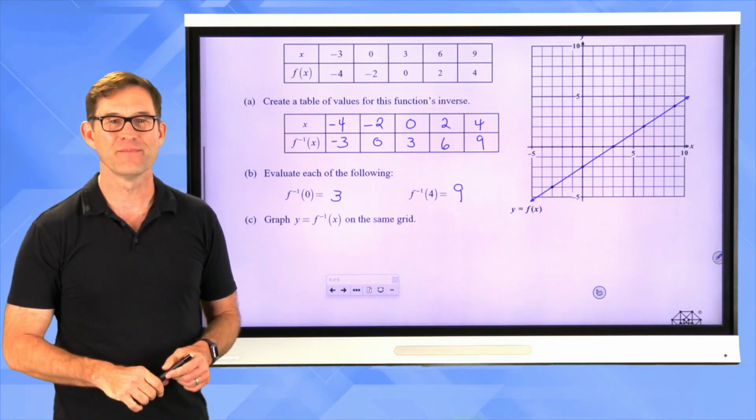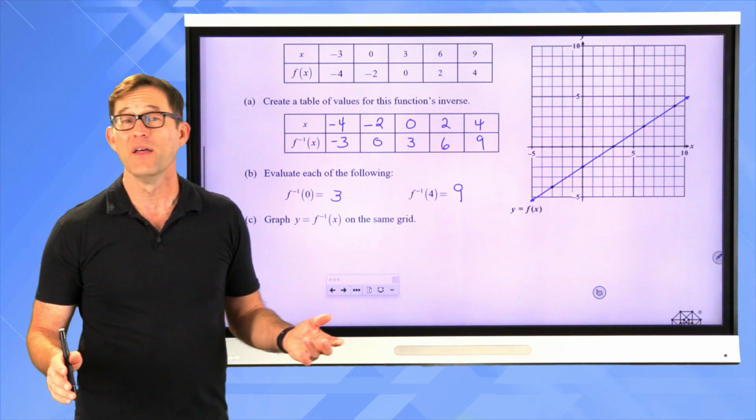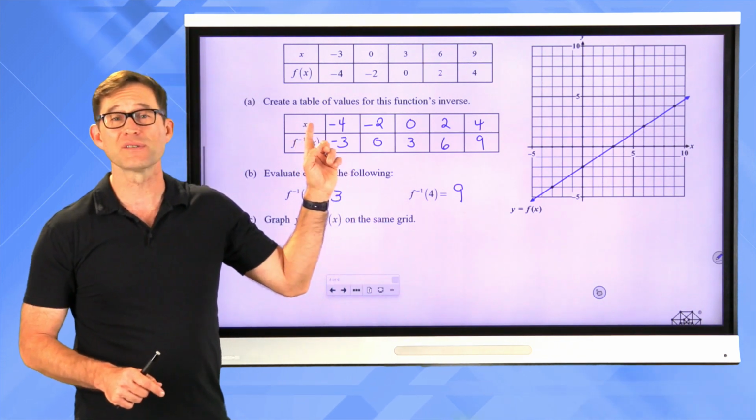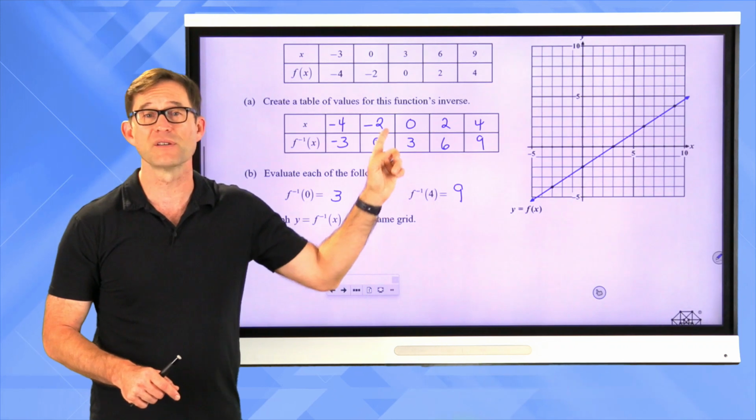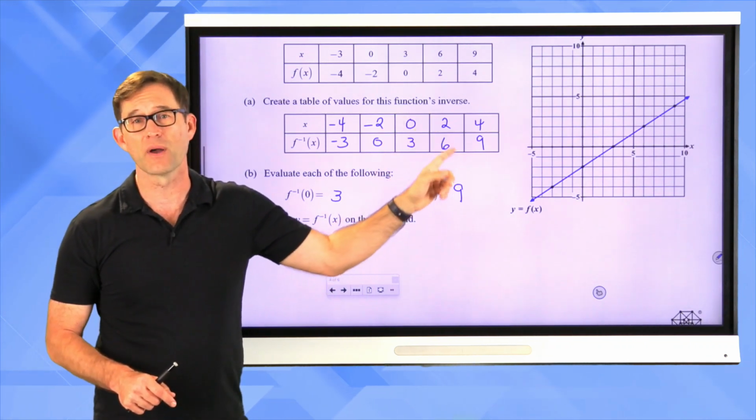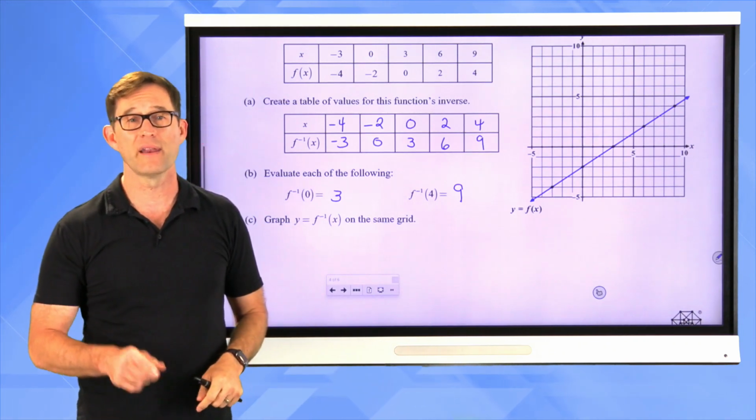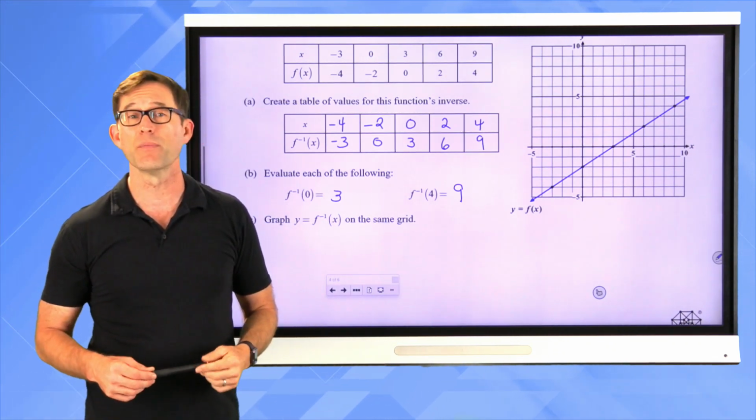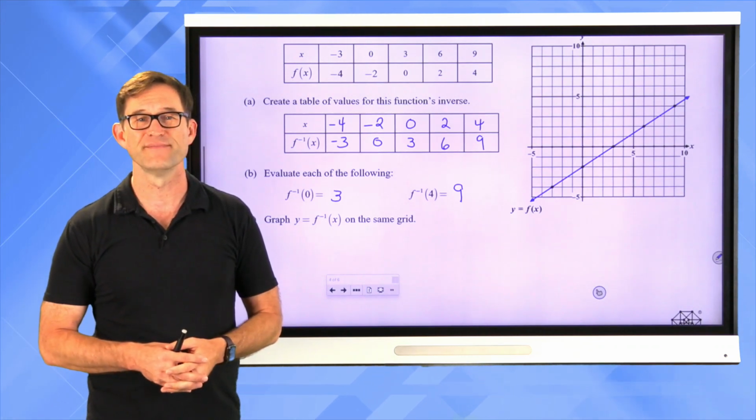Finally, letter C, graph y equals F inverse of x on the same grid. All right, this is simple enough. What I'd like you to do is I'd like you to take these coordinate pairs, negative 4, 3, negative 2, 0, 0, 3, 2, 6, 4, 9, graph them, connect them with a straight line, and the inverse of a linear function will be another linear function, and see what you have. Pause the video now.